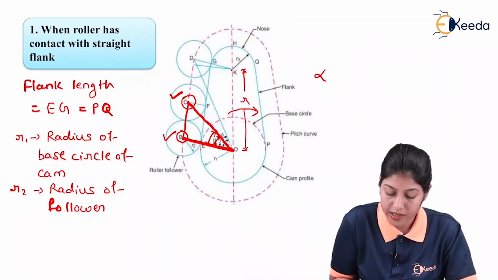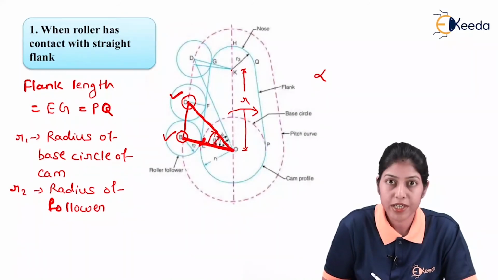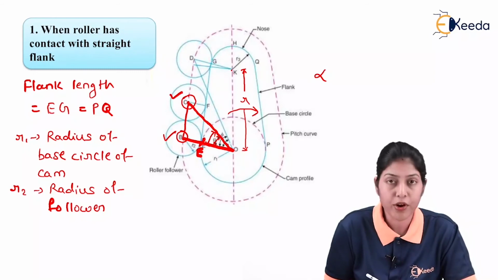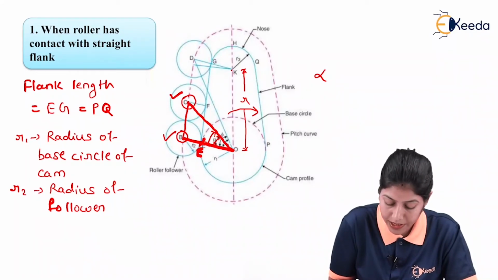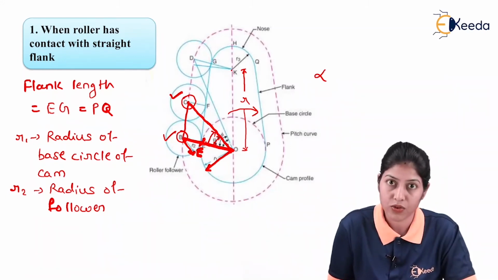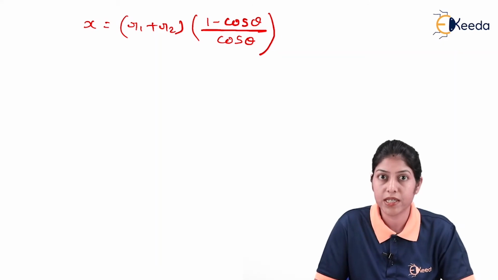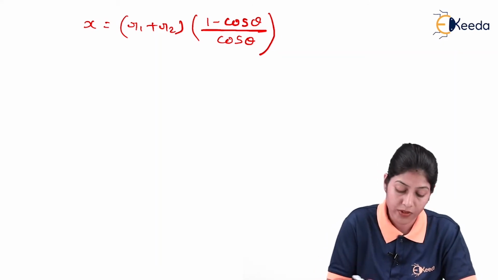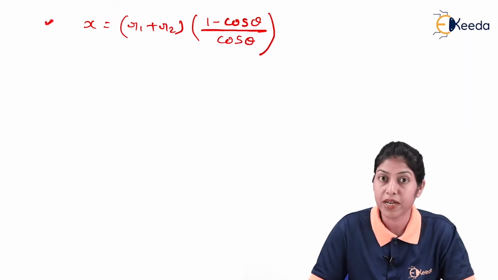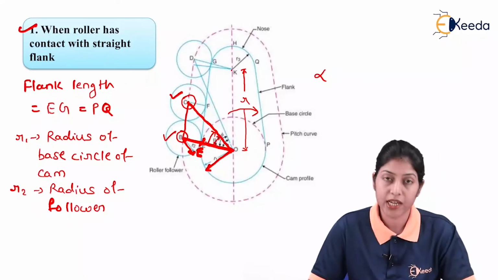Now if you see this length OB, here this is our midpoint, point E. So this OE is representing radius R1 and this EB is representing radius R2. So this OB will be R1 plus R2. So this equation is representing the displacement of the roller follower. With the help of this equation, we can define the displacement for the first condition, when the roller has contact with the straight flank.